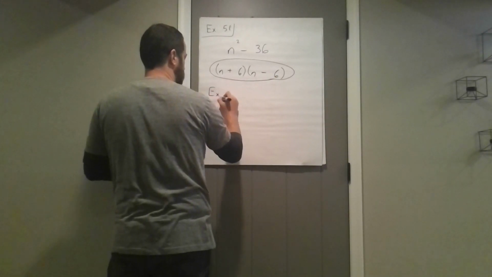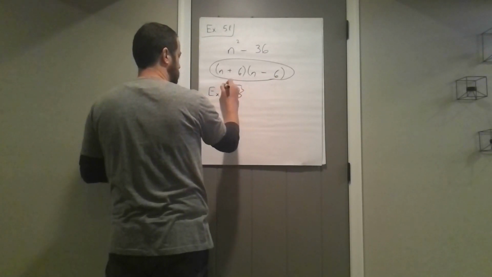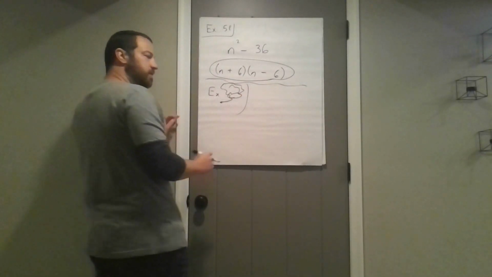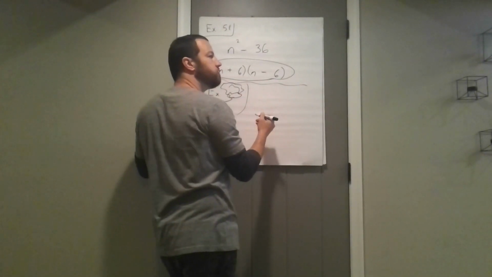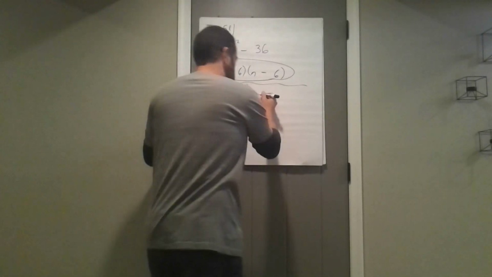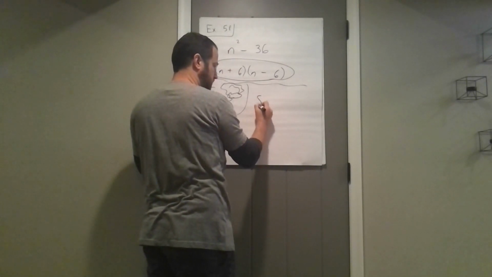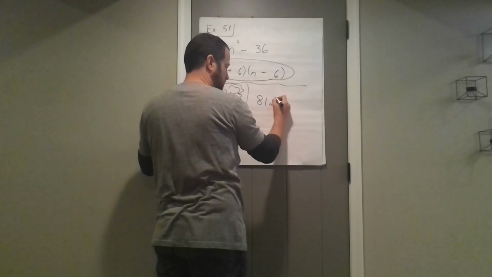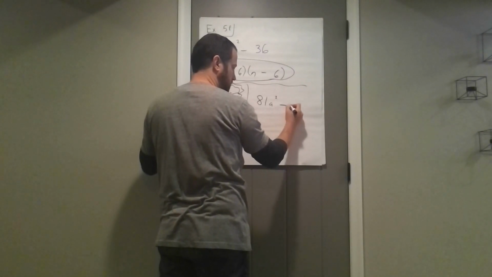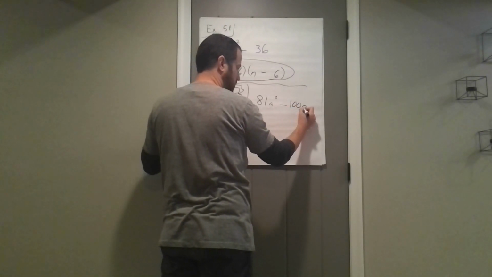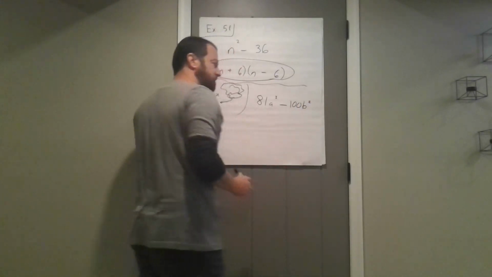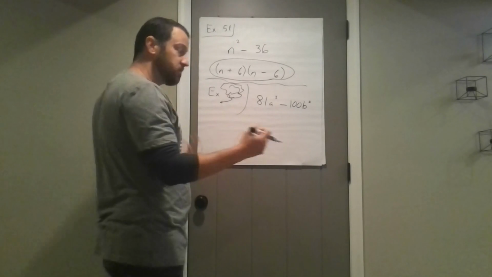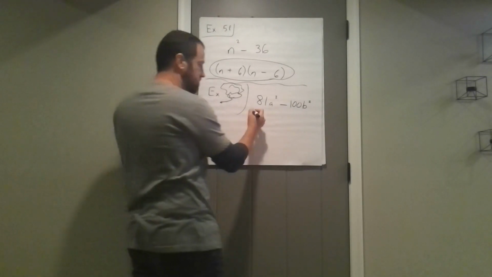Let's try one more. Example, squiggles, squiggles. Let's go with 81a squared minus 100b squared. Two terms and subtraction, so we're going to use the difference of squares.